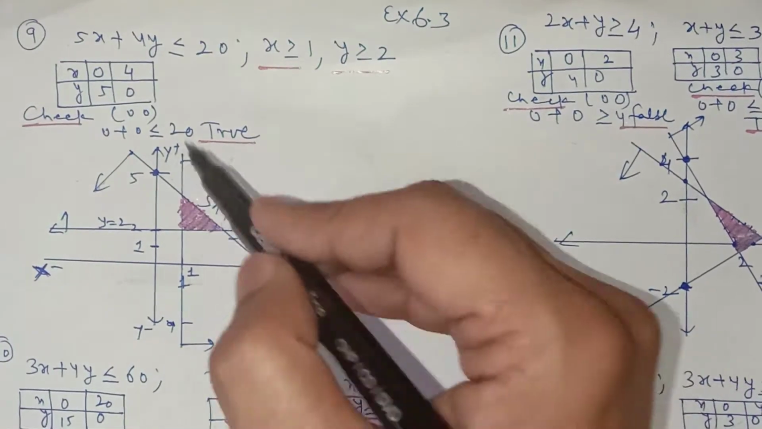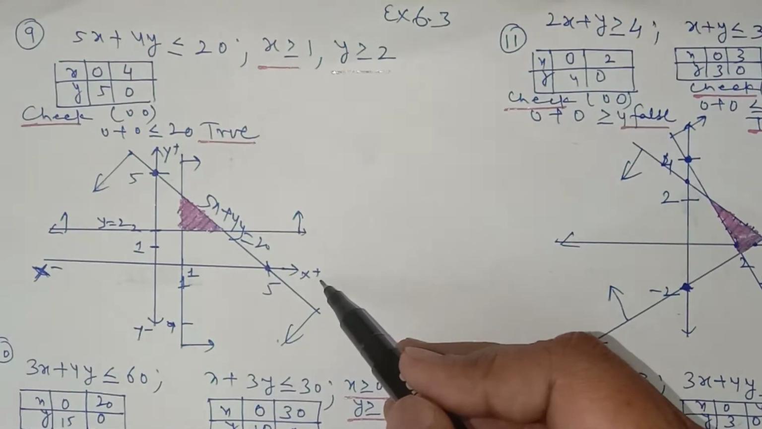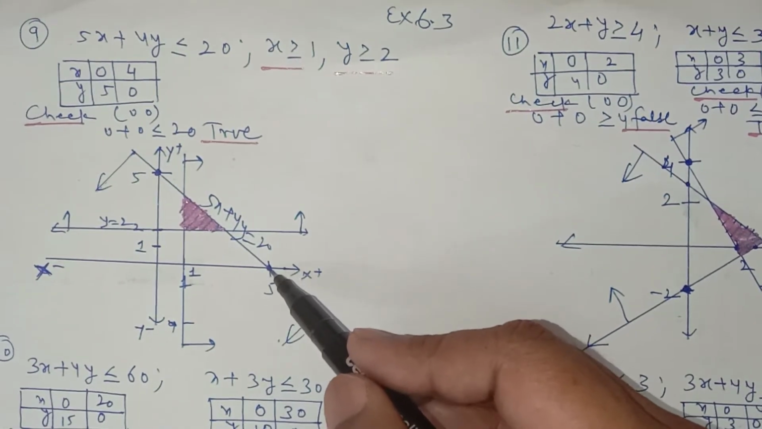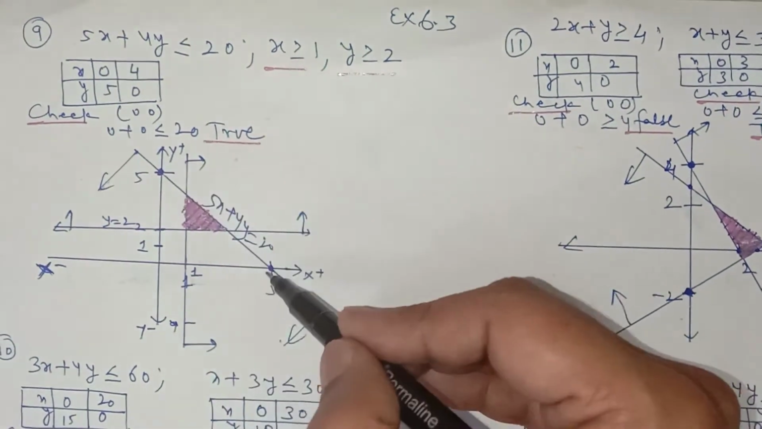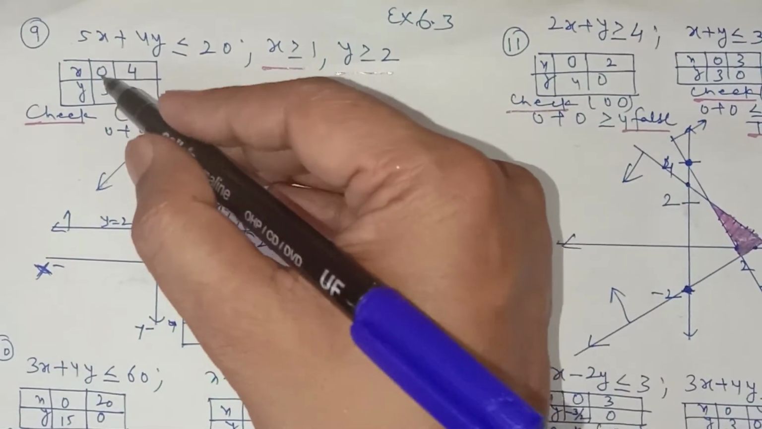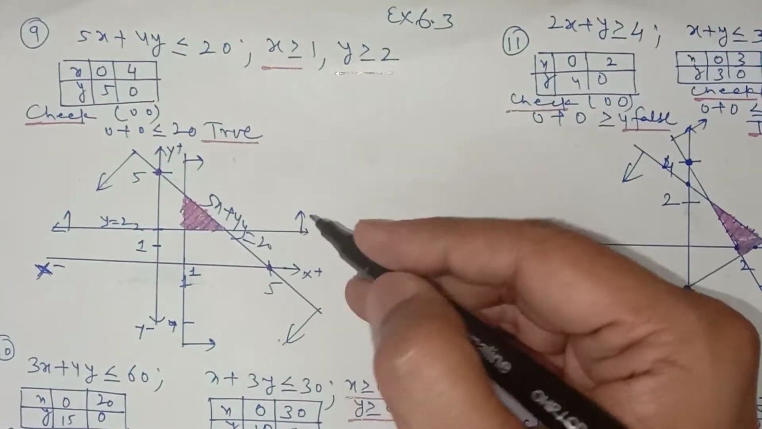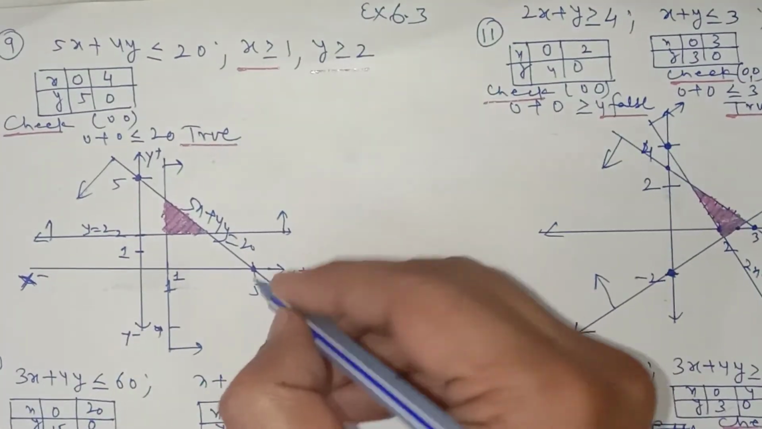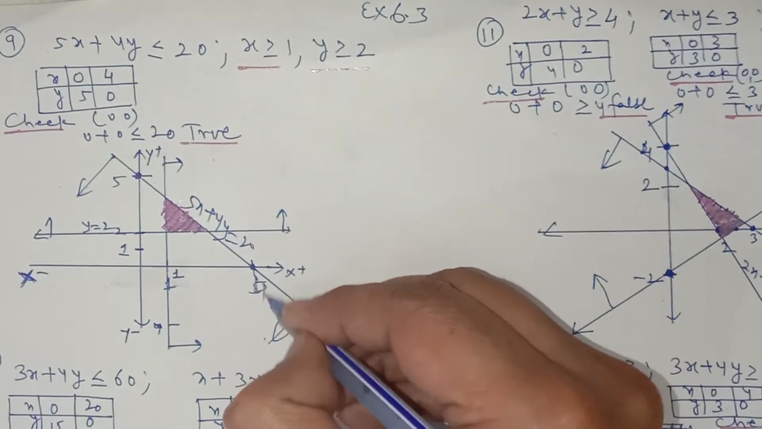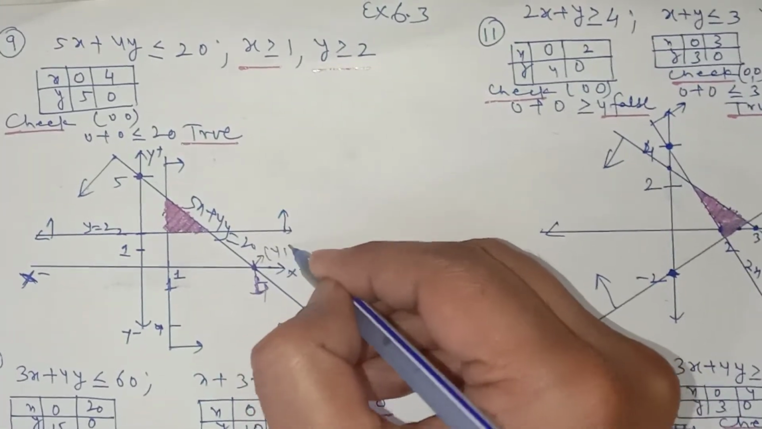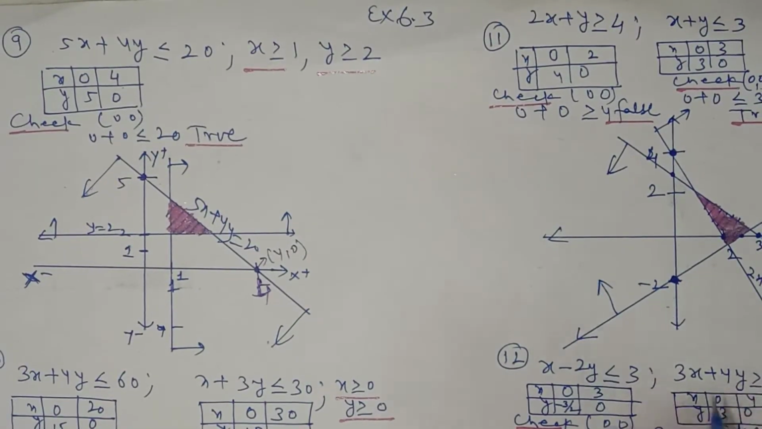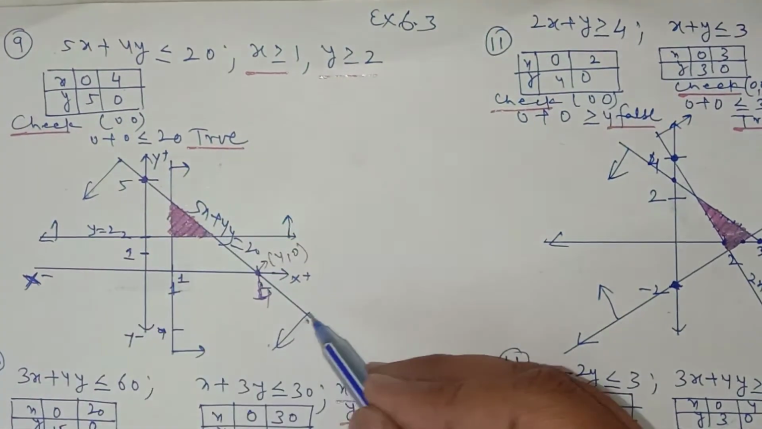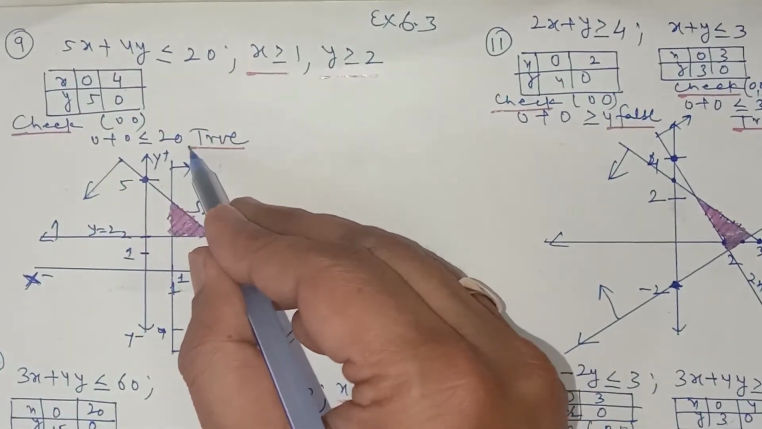So now draw the graph. Taking the proper scale on the graph paper, I have taken 2 centimeters as 5 units. So x0, y5 and x4, y0, this is the point. So this is 4, the point 4, 0. Draw the graph of this, and because 0, 0 is the solution of this, it will be shaded towards the origin. It will be shaded towards the origin because it is true.